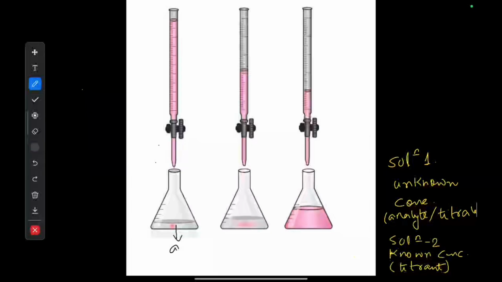In the conical flask, you take the analyte, or the titrate. And the solution whose concentration is already known to you is taken in the burette. That means the titrant is taken in the burette, whereas the analyte is taken in the conical flask. So titration is basically quantitative analysis. Quantitative means determining the quantity, the amount, the strength, the molarity of an unknown solution using another solution whose concentration is known to you.